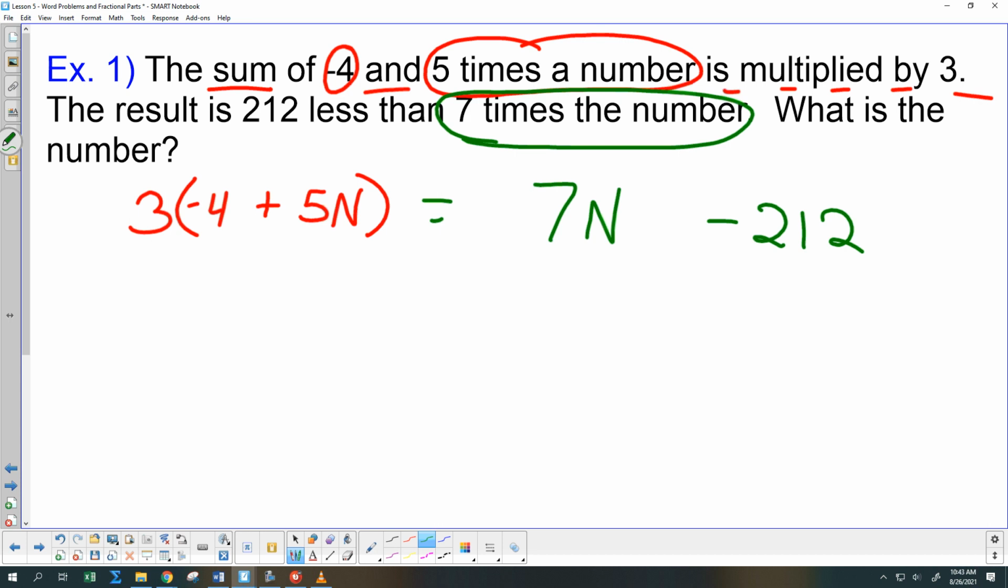All right, finish it. Distribute, combine like terms. Let's see what we can come up with for our number. Let's let everybody have a chance to get to the end before we check it out. Go ahead and put my next line in here, though, make sure we get the distributing right.